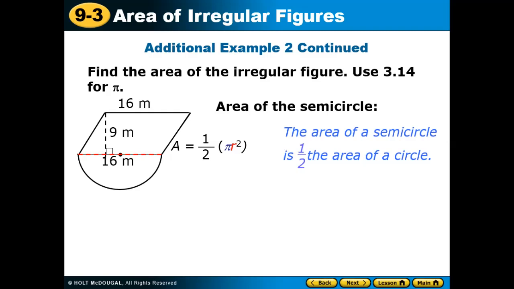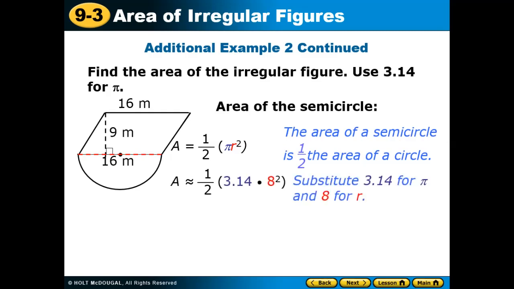So we have to multiply half, multiply 3.14, multiply 8 to the power 2, or 8 times 8. Okay? First, I will multiply 3.14 by 8 to the power 2 to get this answer. Then half it to find the area, which is 100.48. Okay?